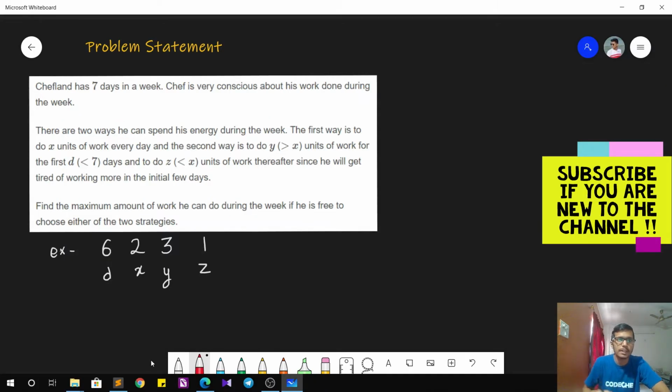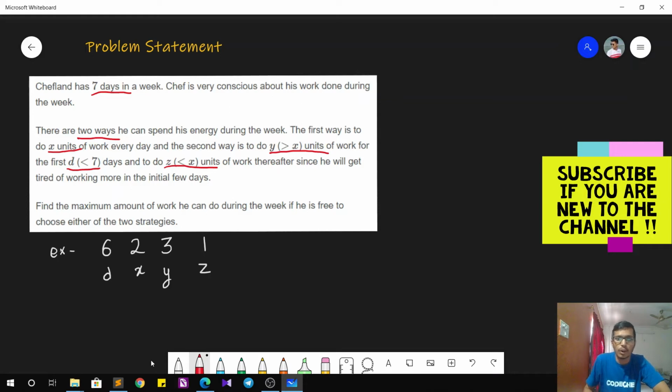It is given that Chefland has 7 days in a week and Chef is very conscious about his work done during the week. So just a background story. Then it is given that there are two ways he can spend his energy during the week. The first one is that he will do X units of work every day. That is, for all 7 days he will do X units of work. And the second way is that he will do Y units of work for the first D days and then Z units of work for the remaining days.